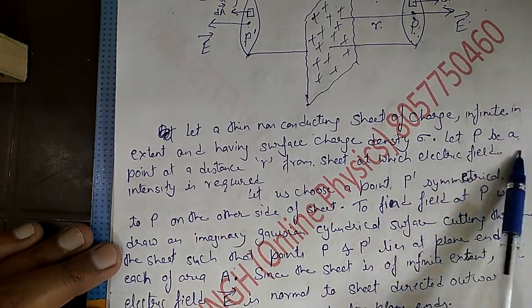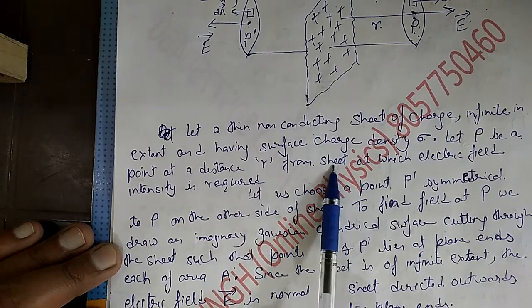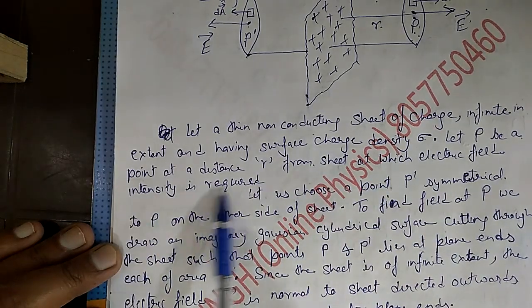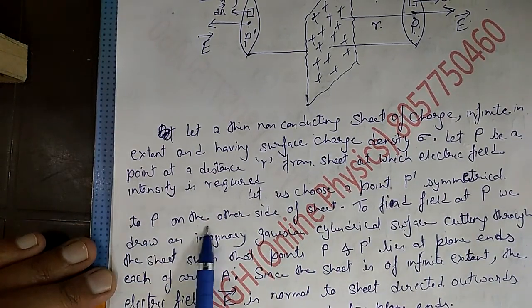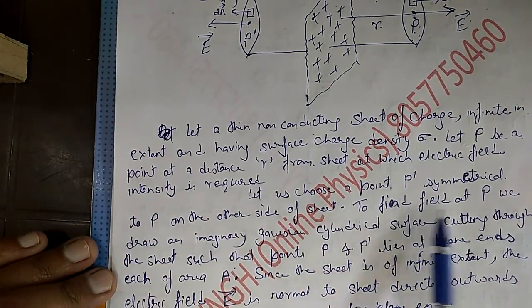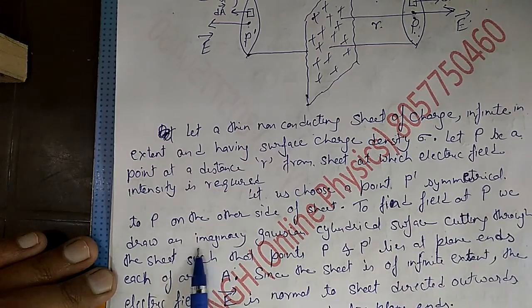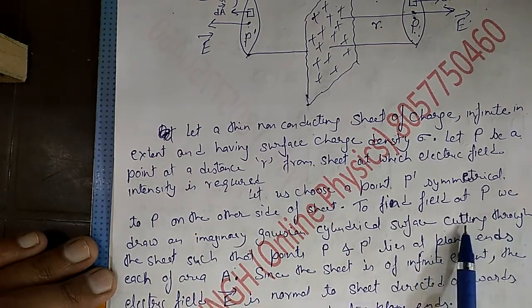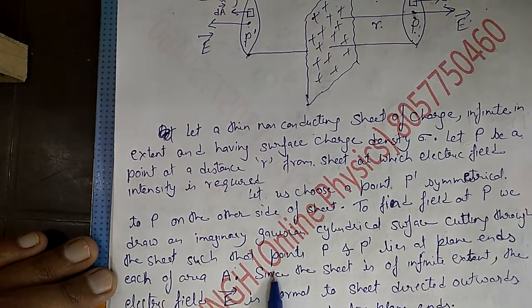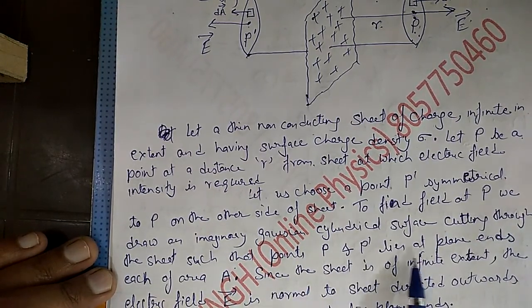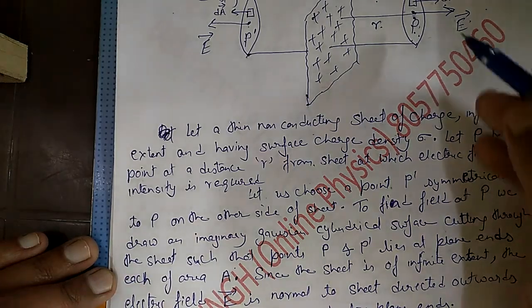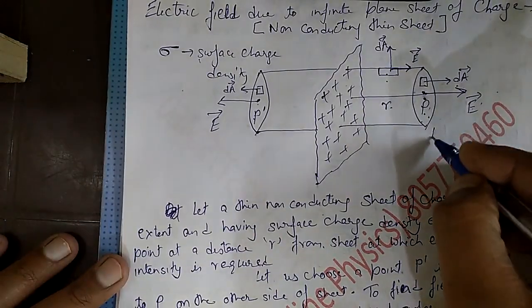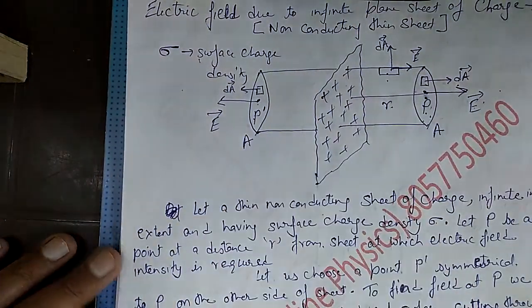Let P be the point at a distance small r from the sheet at which electric field intensity is required. Let us choose a point P dash symmetrical to P on the other side of the sheet. To find field at P, we draw an imaginary Gaussian cylindrical surface cutting through the sheet such that the points P and P dash lie at the plane ends. And the area of each plane end is capital A. Here, suppose the total area of plane end is A and this is also A as well.